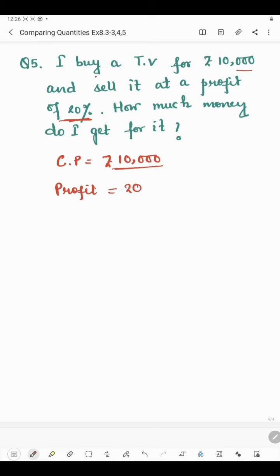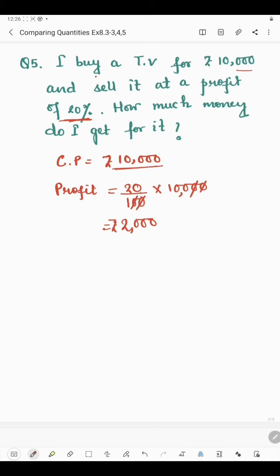So 20% means out of 120, right? And since we are making a profit on selling the TV and the cost price of the TV is 10,000, that means 20% of 10,000 is the profit. Now if you cut the zeros, we will have to find the amount. 2 ones are 2 and we have 3 zeros, so it's 2,000. So rupees 2,000 is the amount of profit on selling the TV.